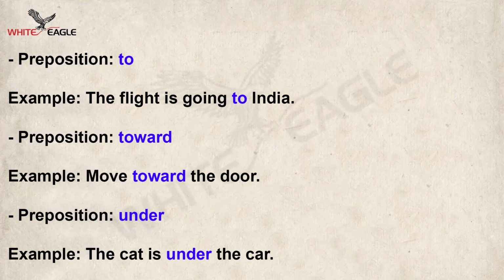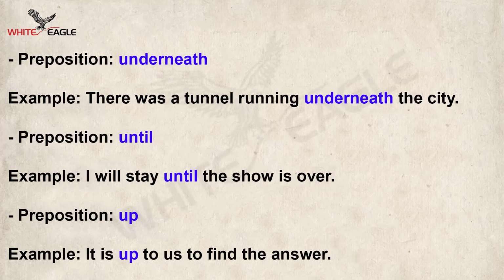Preposition: under. Example: The cat is under the car. Preposition: underneath. Example: There was a tunnel running underneath the city. Preposition: until. Example: I will stay until the show is over. Preposition: up. Example: It is up to us to find the answer.